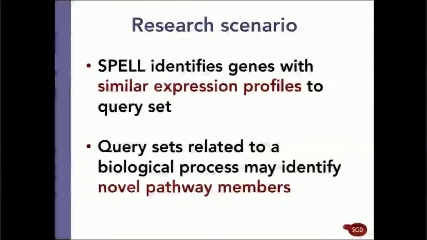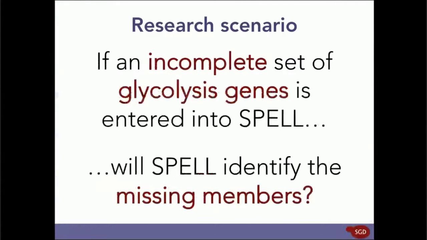To wrap up this webinar, let me demonstrate one of the practical ways that you can use this tool: predicting members of a biological pathway, such as glycolysis, based on co-expression levels. Recall that SPELL identifies genes with similar expression profiles to your query set. Because of this, running a multi-gene query in SPELL, where your query genes are all related to a particular biological pathway, might identify novel members of that pathway based on co-expression. Let's use glycolysis to test this idea.